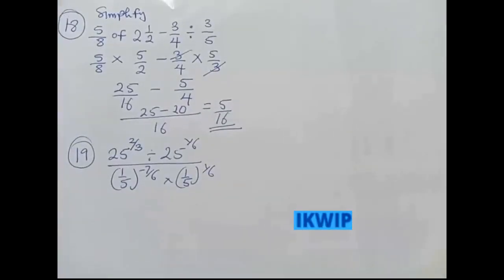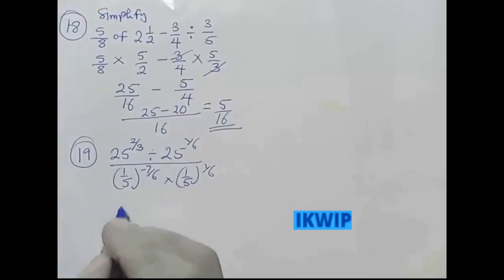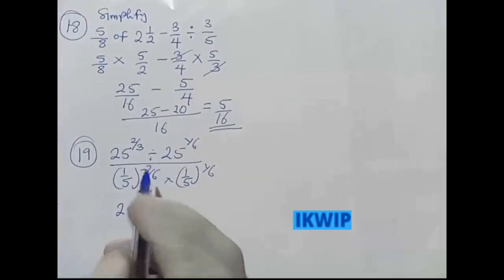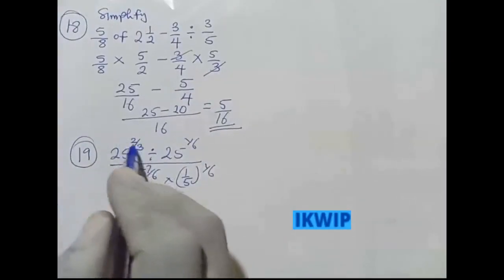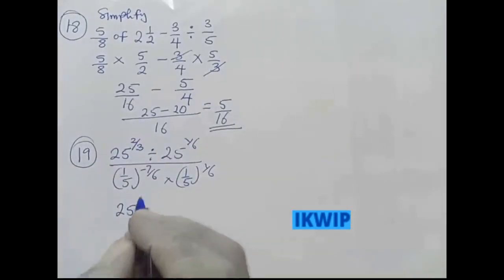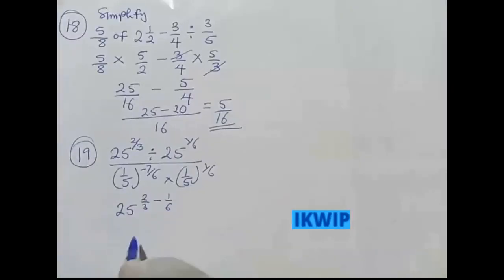So let's simplify this. These are of the same base. I will simply take one of the bases. I have 25. This is division in indices. When you have division in indices, the powers will be subtracted. 2 over 3 minus 1 over 6. Okay. And this is my numerator.